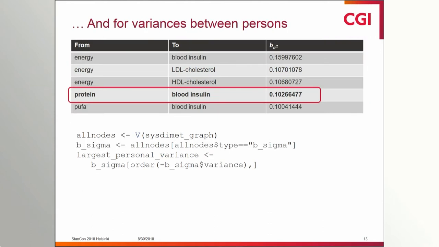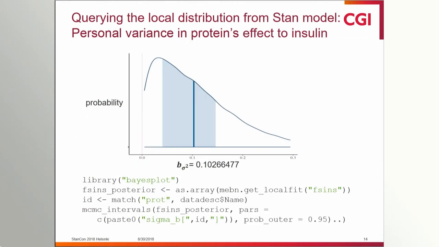But how about the variances? We can also query the B sigma nodes, and there we have this protein. But this 0.1 is just a point estimate, so we are interested in the posterior. And then we go to the Stan model. We dig up the local distribution for insulin, and then the variance for protein. And here we have a whole to see, and it's just the tip of this posterior iceberg.